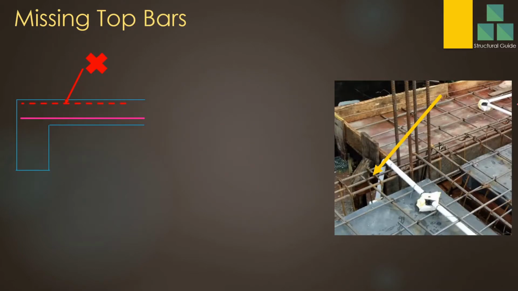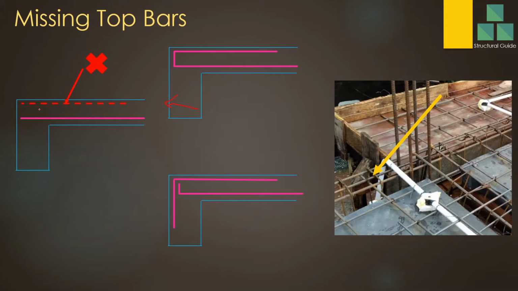Missing top reinforcement bar. You can see here I have indicated the missing top reinforcement bar. Most of the time we can see this reinforcement bar is not provided at the beam edges. This is the slab we are referring to. So this is a beam. So bottom reinforcement we provide like this. Then you don't provide the top reinforcement, in most situations I have seen. This is a construction error.